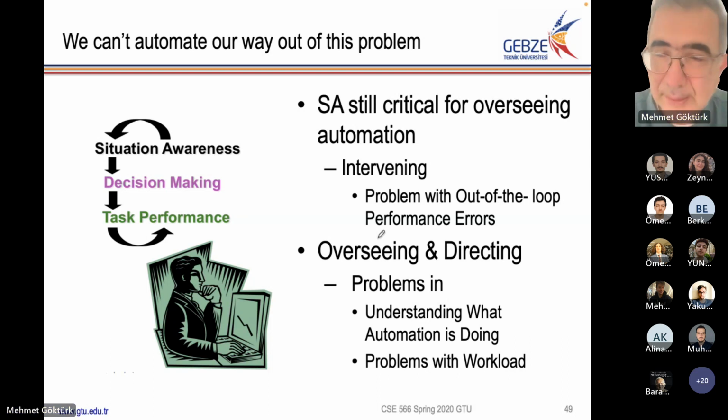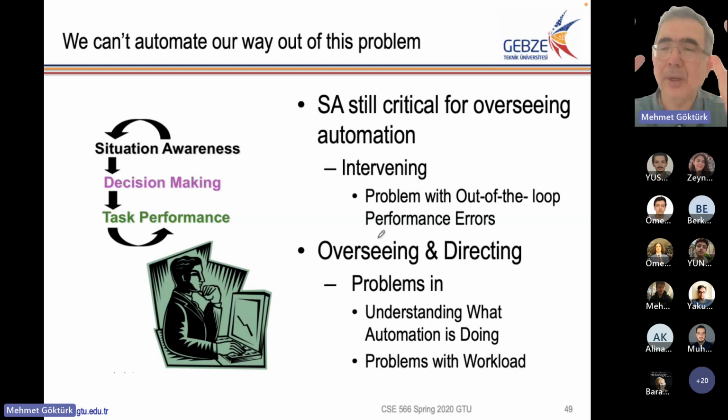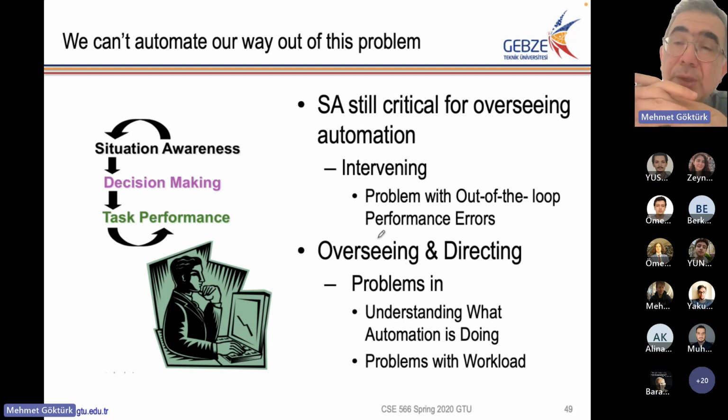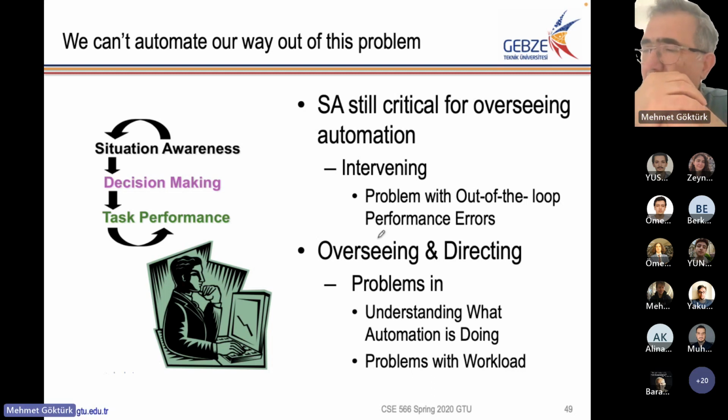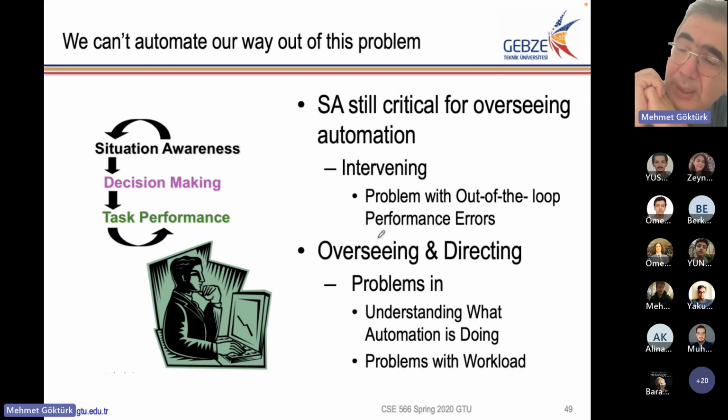So it is human against machine. The human may think that the machine is doing fine, but I am wrong. Then they don't intervene, because they didn't understand it. Therefore, it is critical for overseeing. Overseeing means controlling and watching together. Overseeing and directing is basically understanding what automation is doing, and problems with the workload.